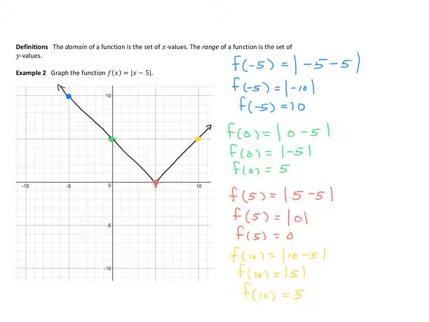I encourage you to try some of the values that I didn't pick, like negative 4, negative 3, and maybe 1, 2, and 3, just to see that everything matches up. But really, once you have enough points to get your picture, you can sketch it from that.